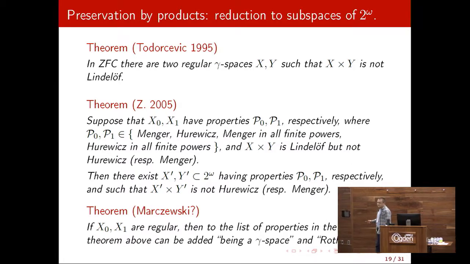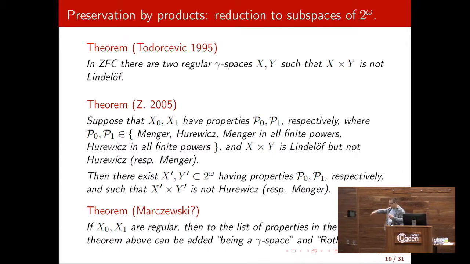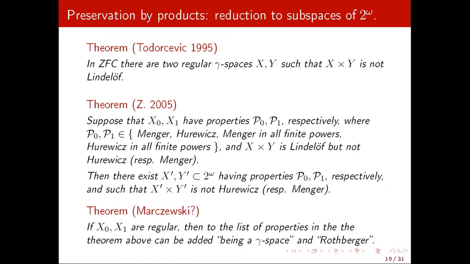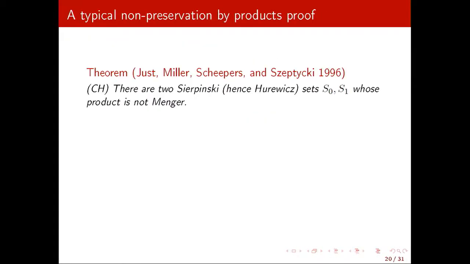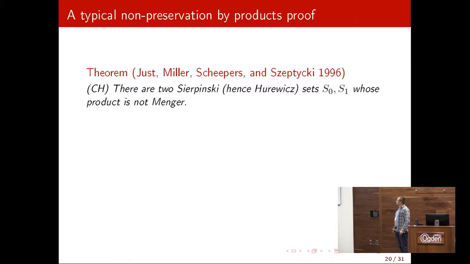The meaning of what is written here is that if you've got two spaces which have one of these properties, and the product fails to have some other one, but is still Lindelöf, then you can, using some general nonsense kind of proof, reduce these spaces to sets of reals which have exactly the same properties. So from now on, for the covering properties, we will concentrate on sets of reals.